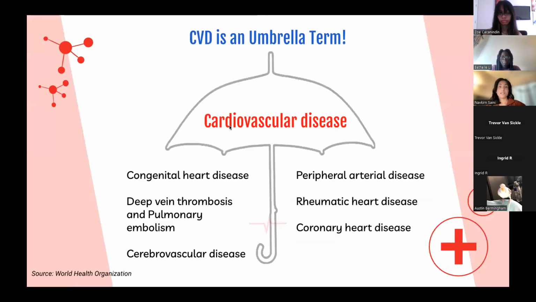Something to note is CVD is an umbrella term. What does this mean? This means that there are multiple forms of diseases and conditions that fall under the term cardiovascular disease. As we can see here, we have congenital heart disease, deep vein thrombosis, pulmonary embolisms, cerebrovascular disease, peripheral arterial disease, rheumatic heart disease, and coronary heart disease. All of these are different in their own ways, but they relate to the heart not being able to function normally.